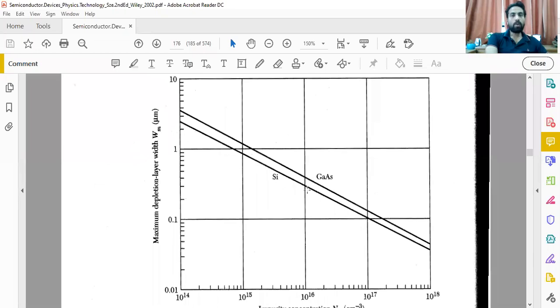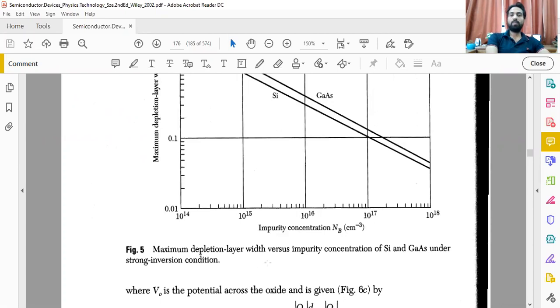So we got that. We got that this depletion layer width will have a reverse relationship with the carrier concentration. If you increase the carrier concentration, depletion width will decrease. That's why this kind of graph for silicon and gallium arsenide is being shown here: the maximum depletion width versus impurity concentration of silicon and gallium arsenide under the strong inversion condition.